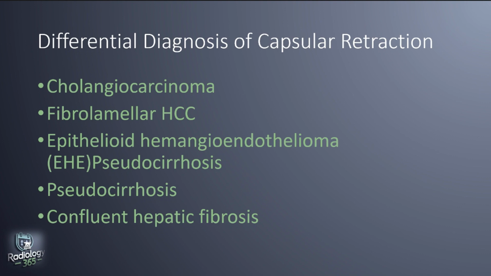Then epithelioid hemangioendothelioma, as we just discussed, often shows this as well. Pseudocirrhosis from treated metastasis causes widespread capsular irregularity and confluent fibrosis, which is a benign fibrotic area, usually in the medial left lobe or anterior right lobe.